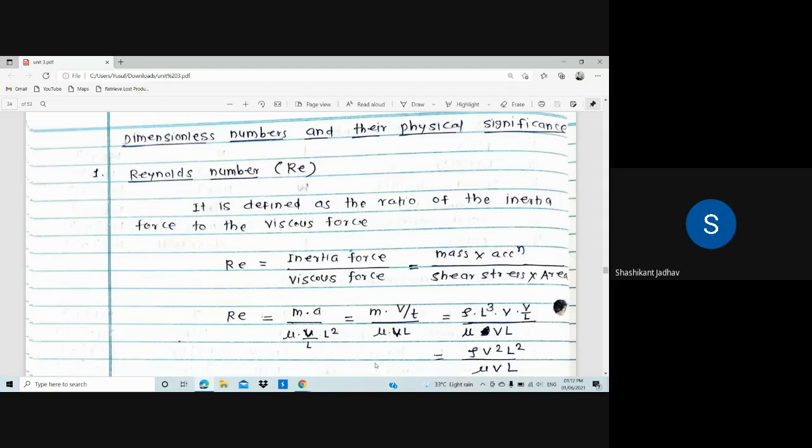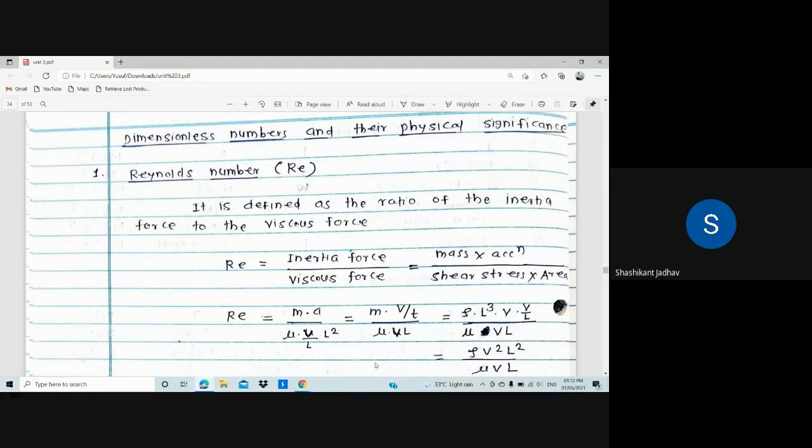Inertia force is equal to mass into acceleration, and viscous force is nothing but shear stress into area. Now we have to write this in the form of notation. So Reynolds number is equal to mass into acceleration, that is m into a, divided by shear stress into area. As we know, Newton's law of viscosity, tau is equal to mu into du by dy. So instead of shear stress we write mu into du by dy. Du by dy is nothing but velocity divided by length, so mu into v by l. And what is the area for the flat plate? That is l square. So write down area is nothing but l square.